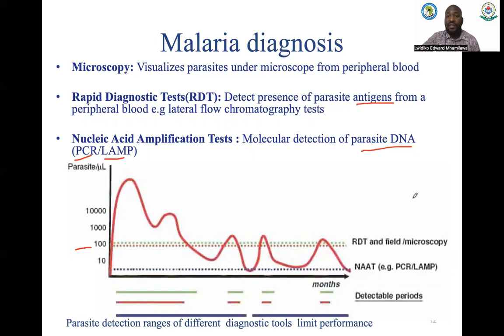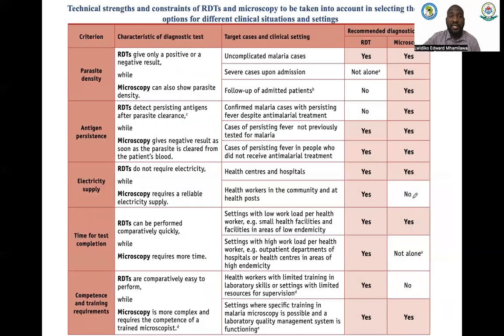So you would now think about the questions of what are the limitations. In this table here, I'll guide you through it to look at at what point these tests are more relevant. If your criterion is to look at parasite density, the microscope is the best tool for you to use, because it helps you to quantify.